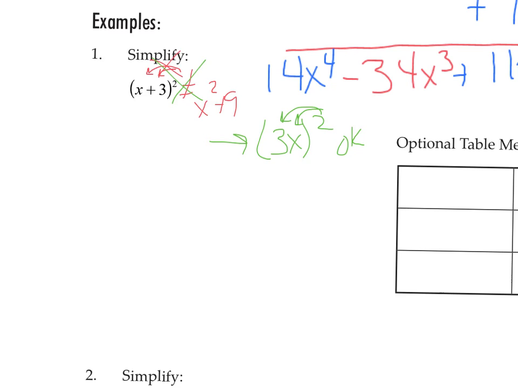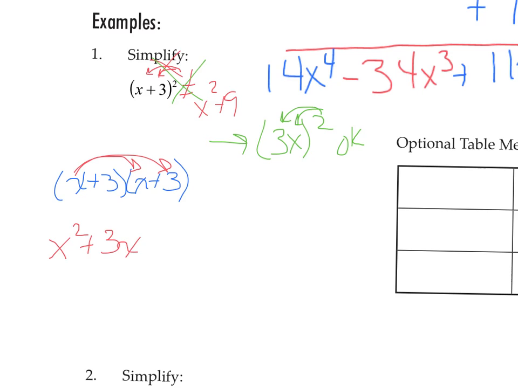Instead, what you're going to want to do is say, okay, this is the exponent. The base is x plus 3. The exponent on the base means there are two of these. So there are two x plus 3s being multiplied together. And this is where double distributive comes in. We distribute the x, and we have x squared plus 3x. Then we distribute the 3. And we have another plus 3x plus 9.